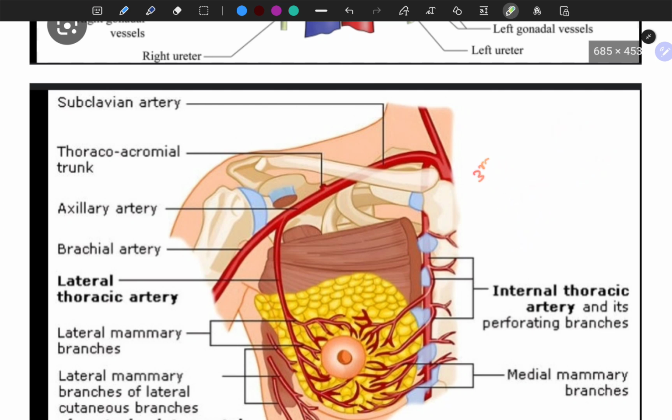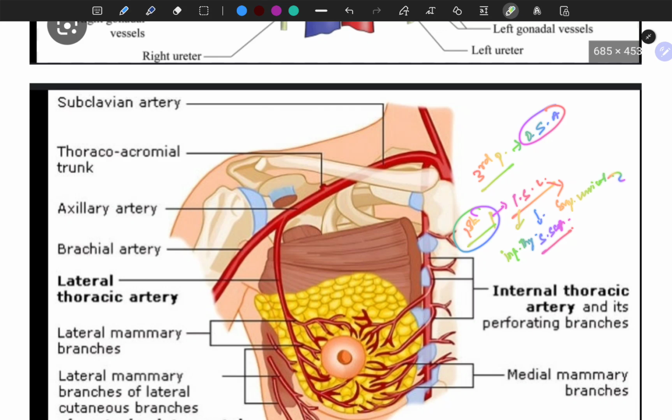The third part of the subclavian artery gives rise to the dorsal scapular artery, and the first part gives rise to the thyrocervical trunk, which gives the inferior thyroid artery, suprascapular artery, and superficial cervical artery. The superficial cervical artery and dorsal scapular artery give rise to the transverse cervical artery. So this is a very important scapular anastomosis.